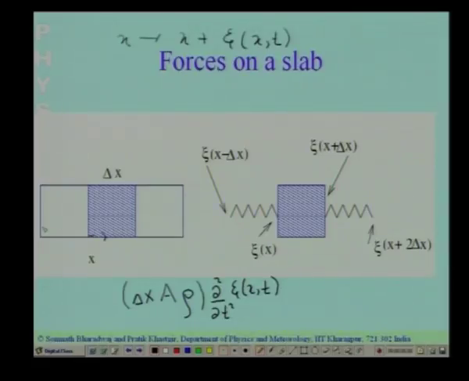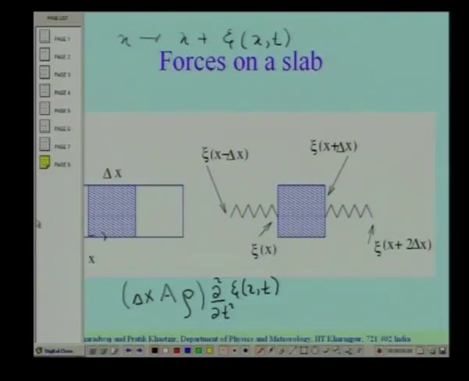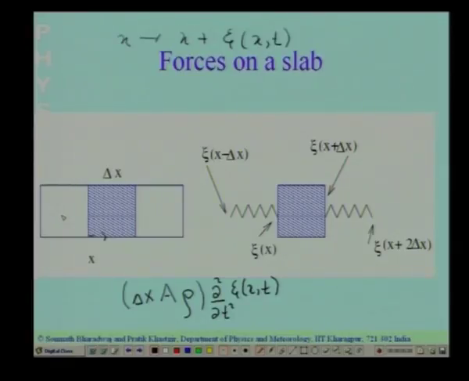So, let us first consider the element which is on its left. Let us consider this element over here. We can think of this element as a spring. I just told you a short while ago that we can think of the deformation of each of these elements as that of a spring. So, under the disturbance, this point x minus delta x gets shifted to a point x. Let me write it for you here.